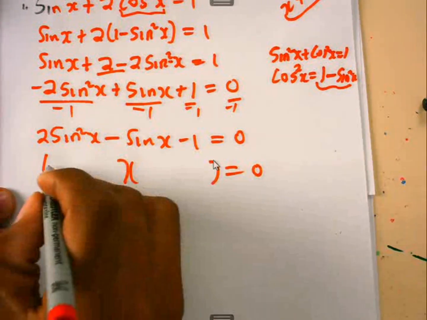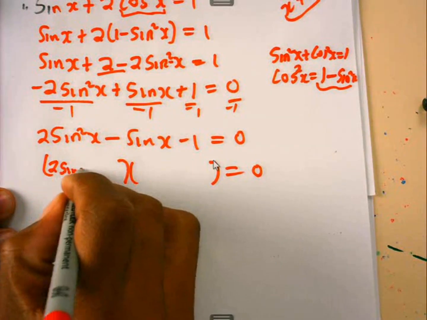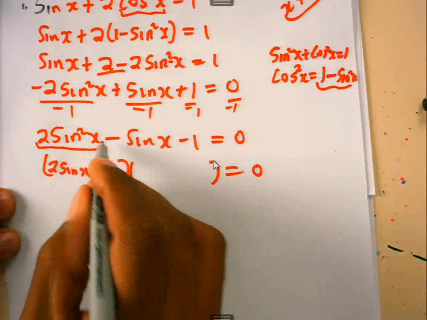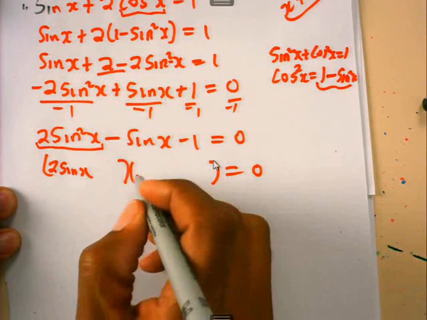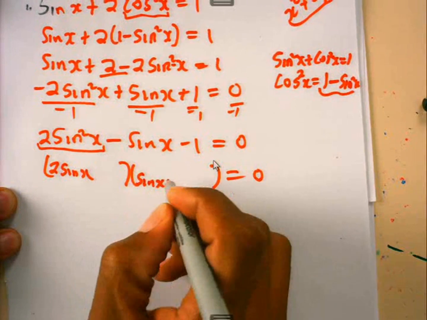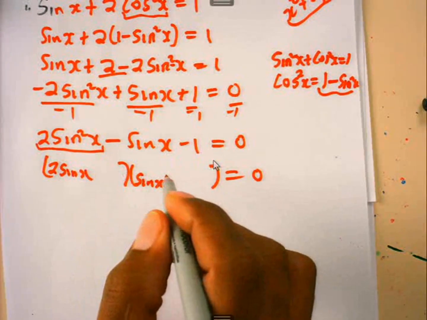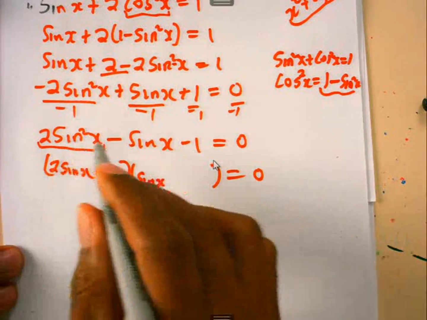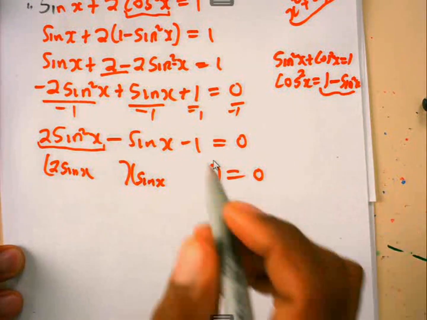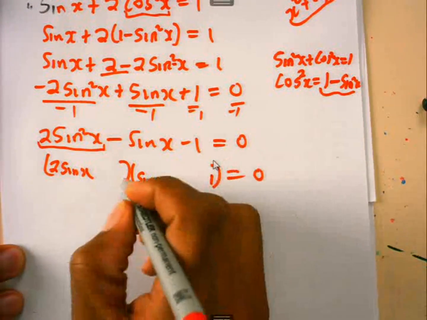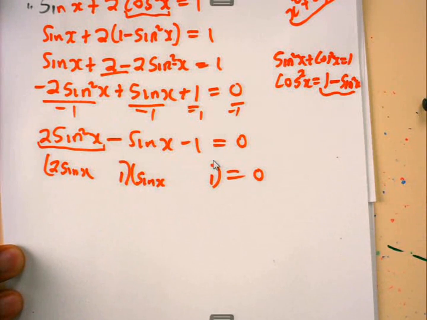Of course, that will be 2 sine x. These are the factors of what? These are the factors of 2 sine squared x multiplied by sine x. 2 sine x multiplied by sine x, of course, we'll get 2 sine squared x. Now, what are the factors of 1? That is 1 multiplied by 1.